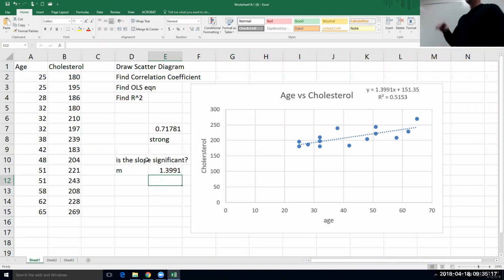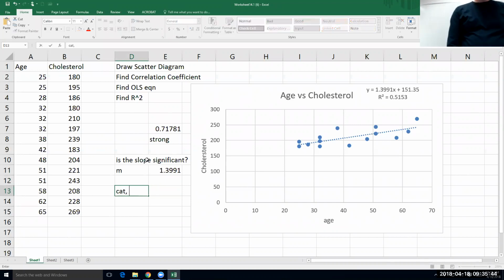Okay? All right, so we think our slope is 1.3991, right? So that's our y equals mx plus b equation. We want to do a hypothesis test on the slope. That's what this chapter is about. Up to now, we've just reviewed. So let's go through our 7 steps.